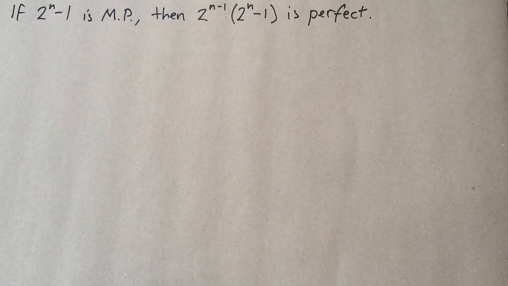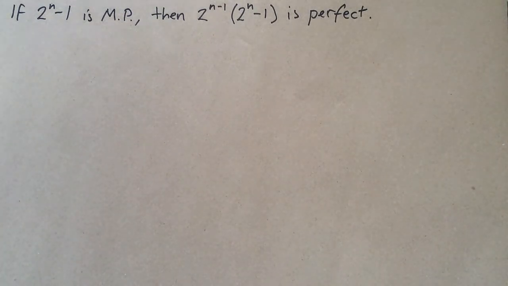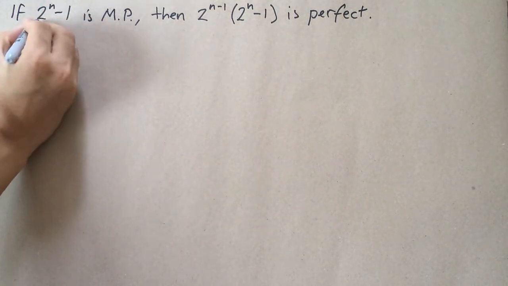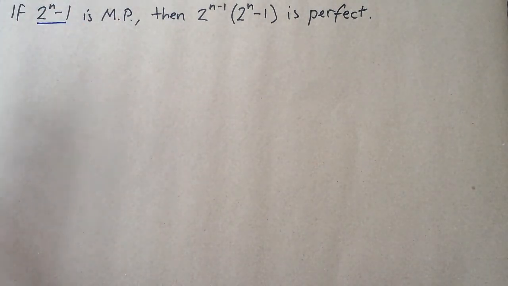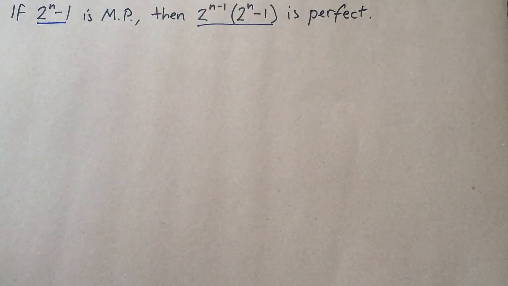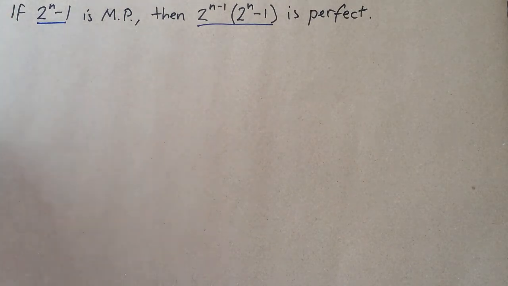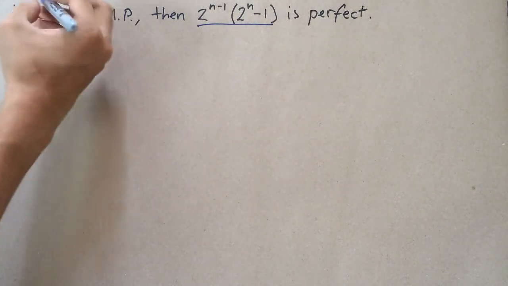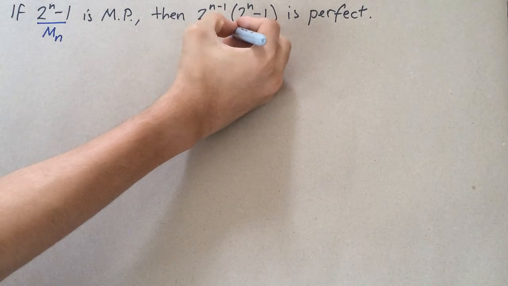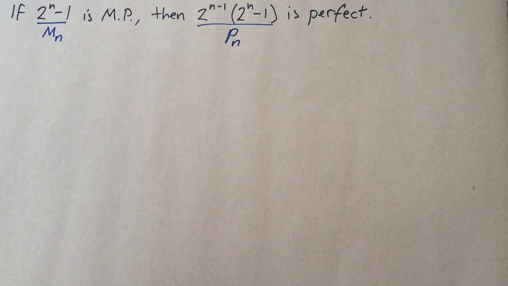Okay, now we look at our second theorem, kind of. It's involving perfect numbers now. It says that if 2^n minus 1, a number in this form, is a Mersenne prime, then this is going to be a perfect number. So I'm going to note these. I'm going to call this Mersenne prime with the n Mersenne prime. It's not going to be the nth one. And I'm going to call this perfect Pn, just for notation, so it's a bit easier later on.